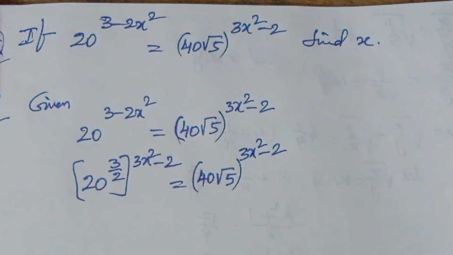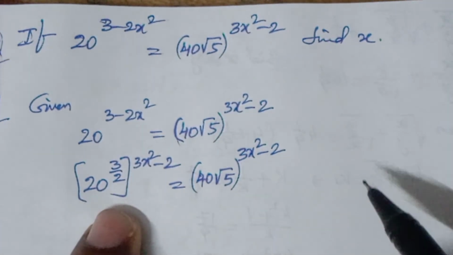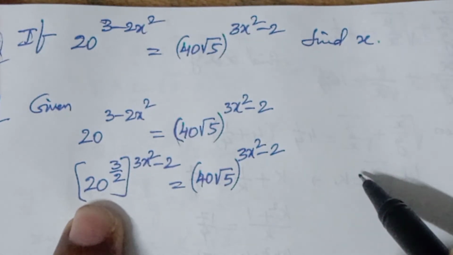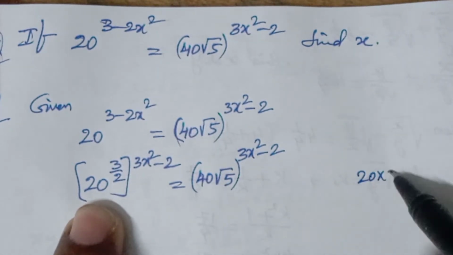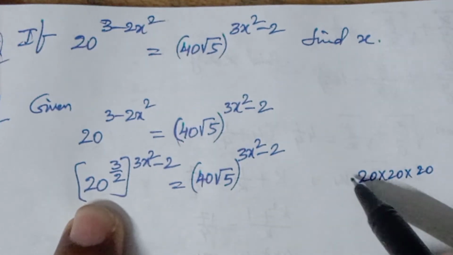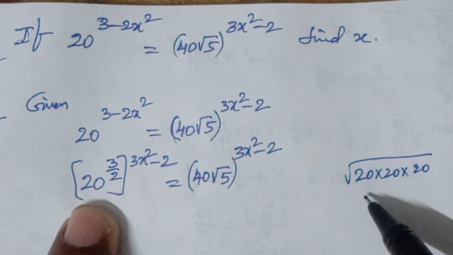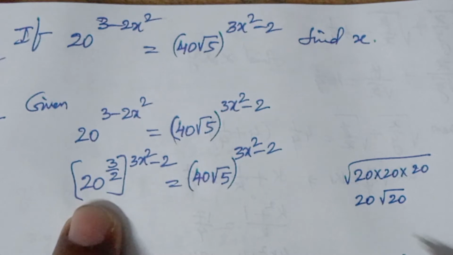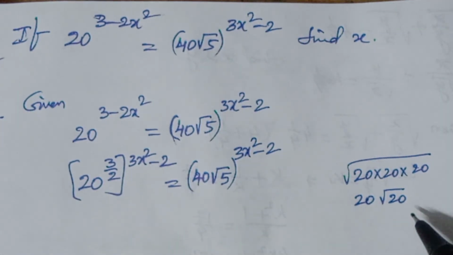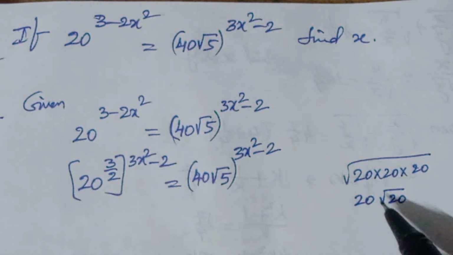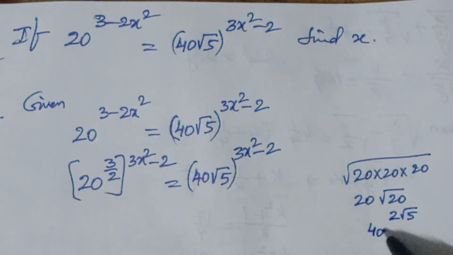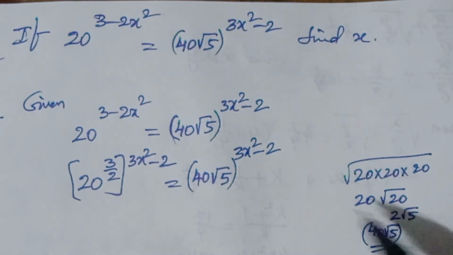So here if you take the factor 20, so this one will get 40. 20 into 20 into 20 root of. So what will we get here? 20 will get a root 20. So root 20 means here you can write it as 2 root 5. So here you will get 40 root 5. So this is the logic here.